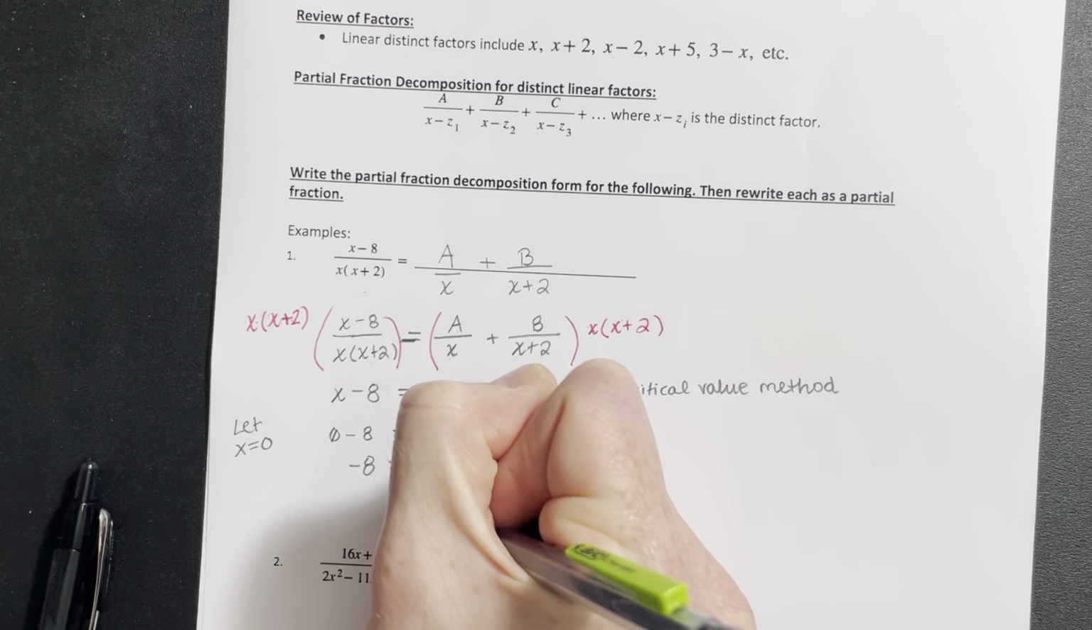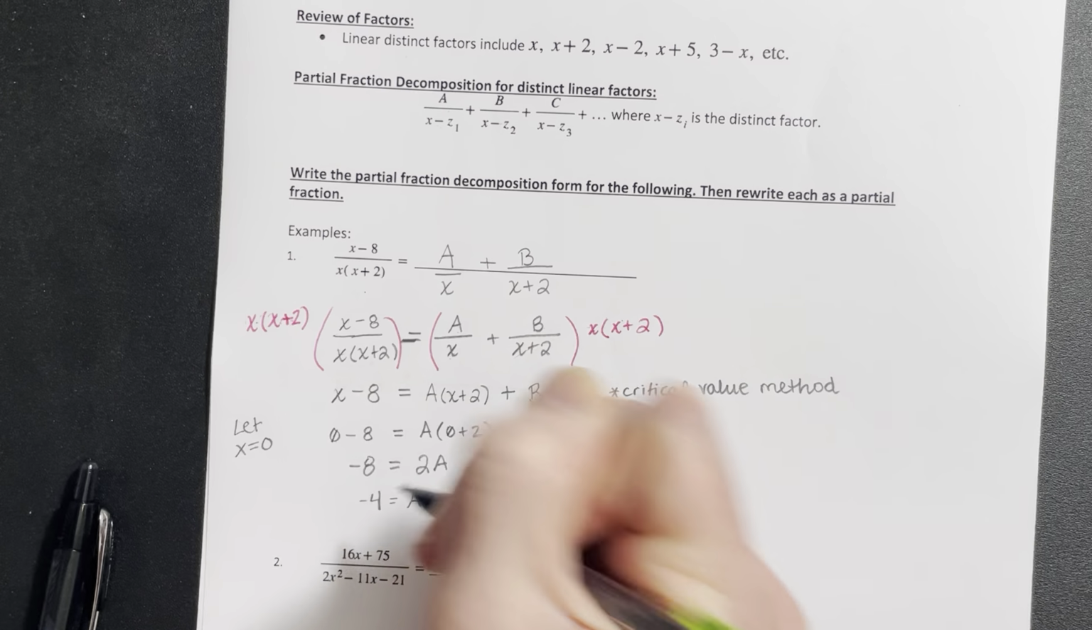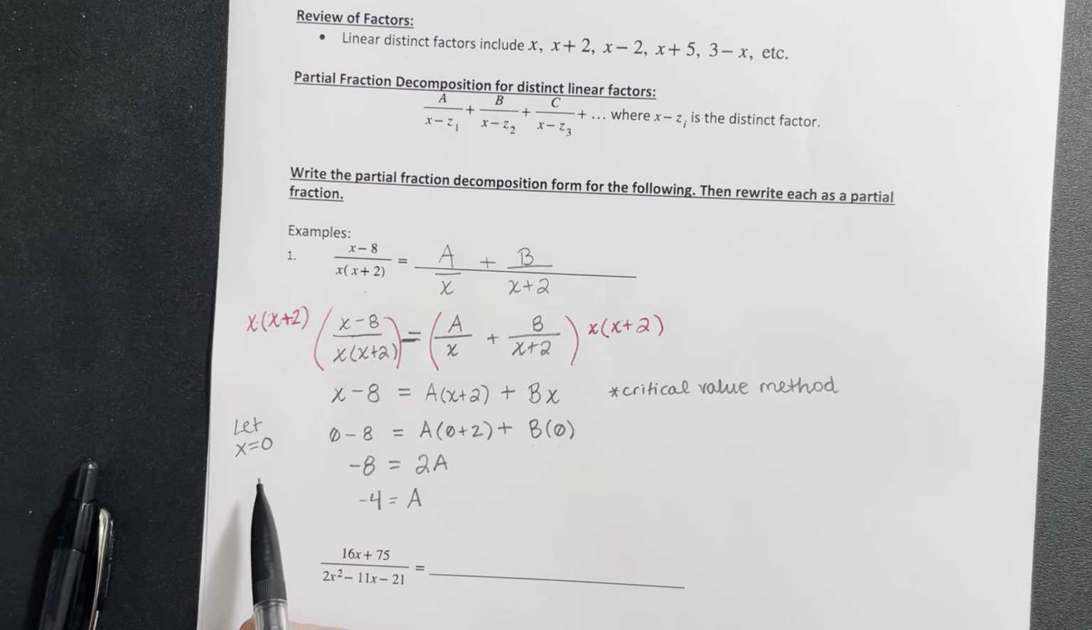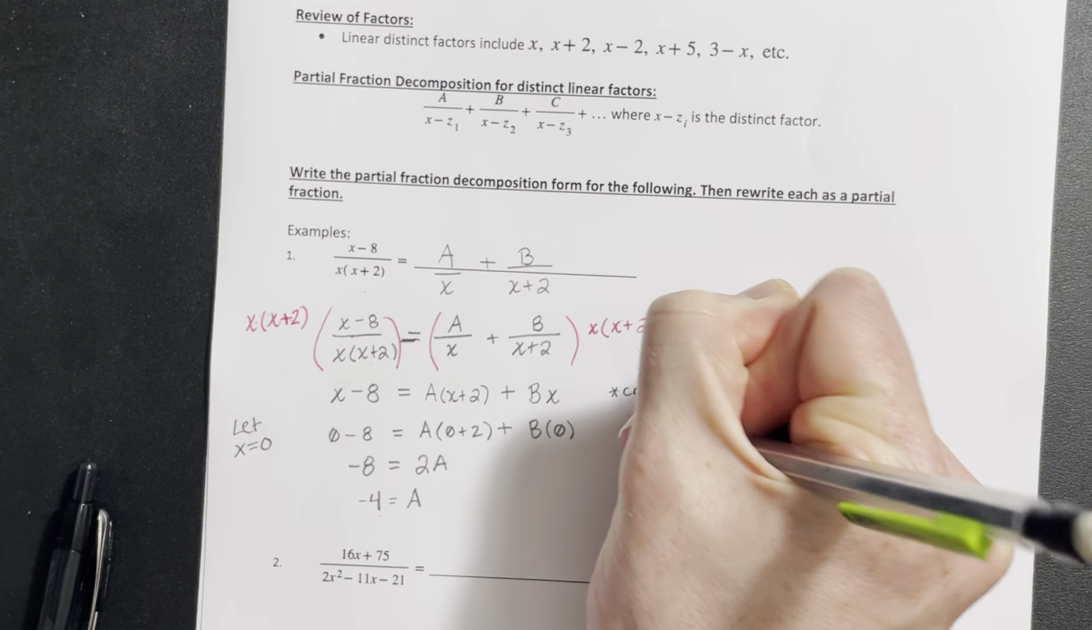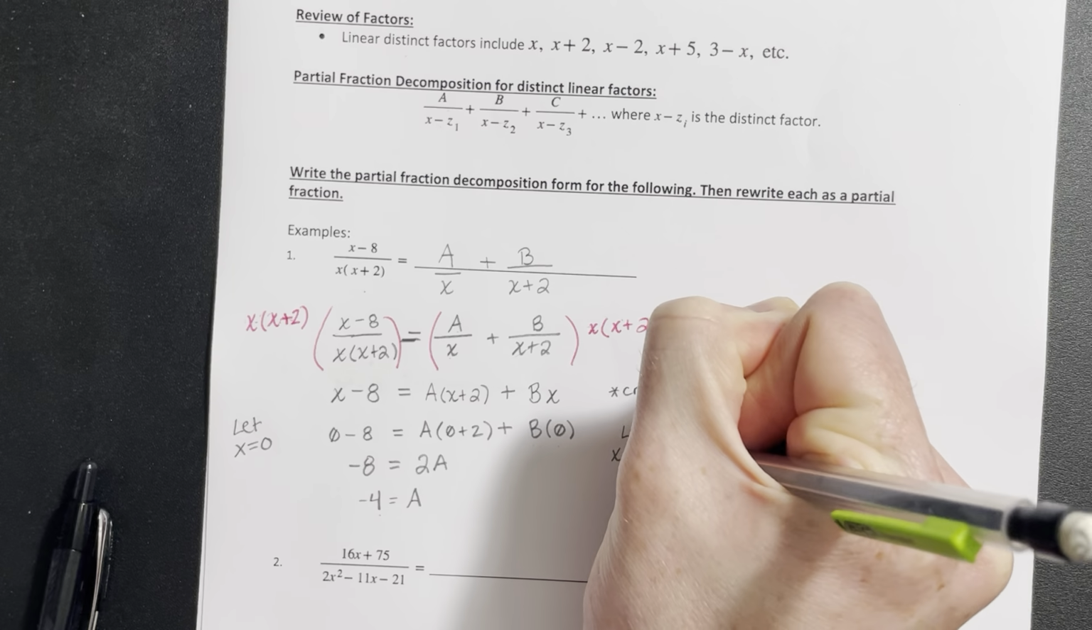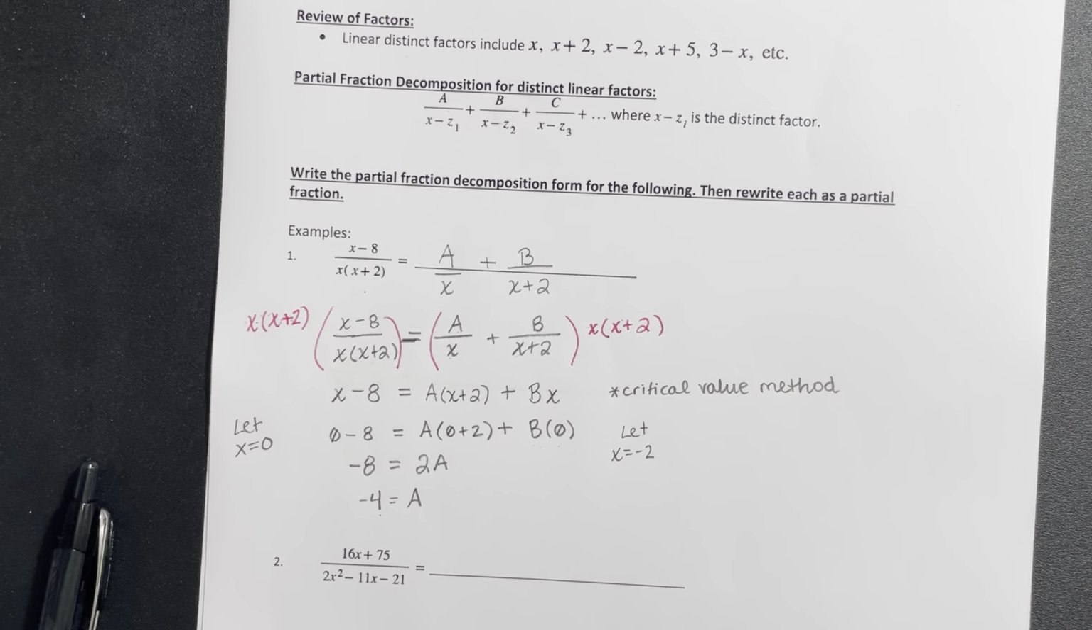So if I solve for a, I get negative 4. This critical value of x equals 0 allowed me to solve for a. Now I know that a is negative 4. We could also let x equal negative 2. Now these may seem like I'm pulling these out of thin air, but there's a reason why I'm choosing x equals 0 and x equals negative 2. And we'll go through that in just a second.